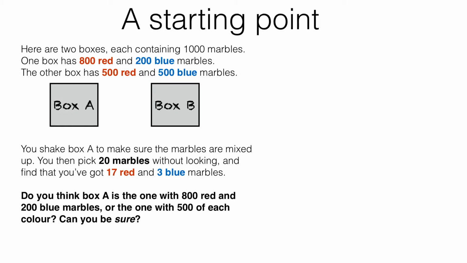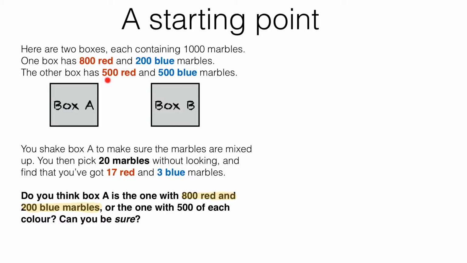Well, based on the information we've got, it would make sense to think that it is the box with 800 red and 200 blue marbles, because in our little sample of 20 marbles, we've got way more red than blue. So it's probably this box here with way more red than blue marbles. However, we can't be sure.